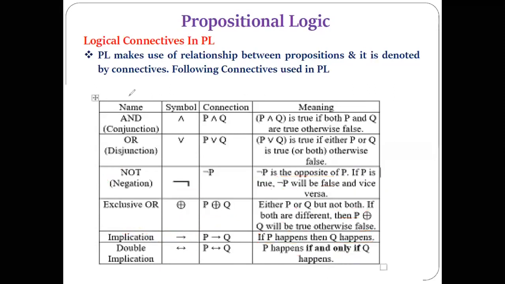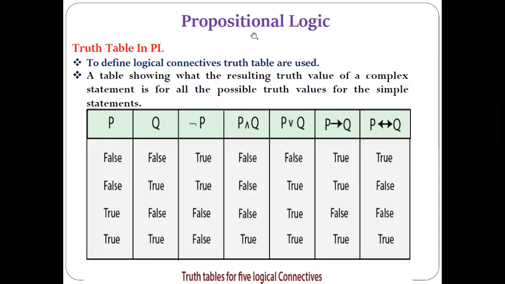So these are the different logical connectives utilized in propositional logic to show the relationship between different kinds of propositions. Now all these things you can see in the example. This is the truth table for all these different connectives: negation, conjunction, disjunction, implication or the conditional, or the biconditional.